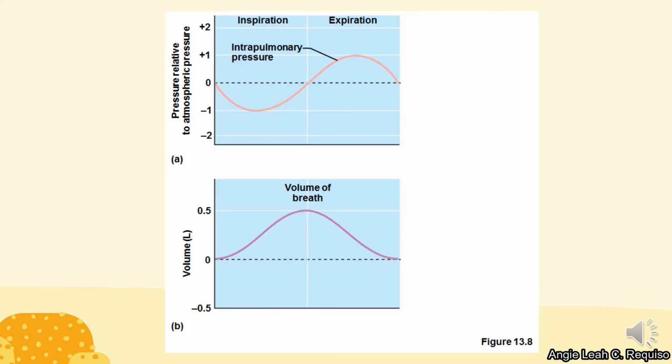So there are two figures, which are the pressure relative to atmospheric pressure and the volume of breath during expiration. As you can see, in the pressure relative to atmospheric pressure, during expiration there is an intrapulmonary pressure, which means there is a force exerted by gases within the alveoli. And in the volume of breath, it's still 0.5 during the expiration process.